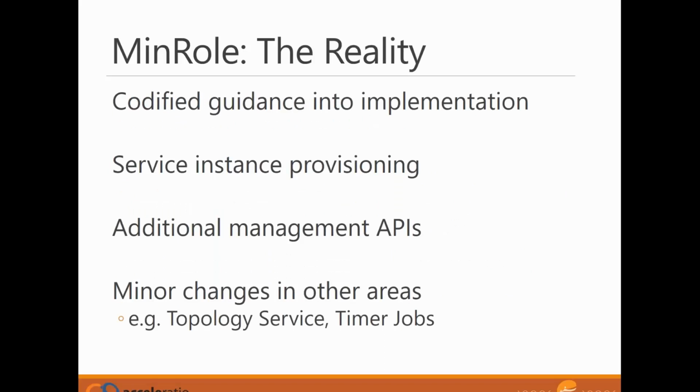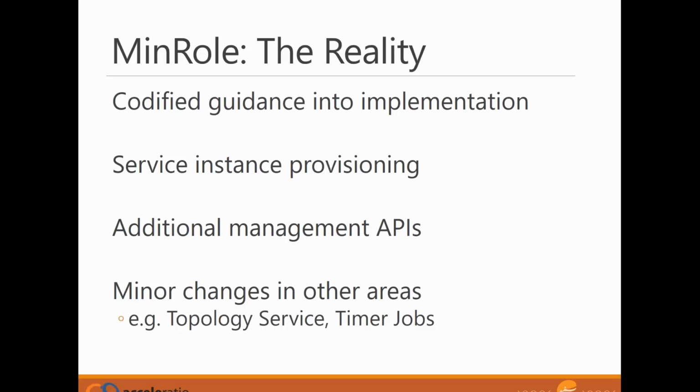And so let's compare and contrast that to the reality. Really what we have within MinRole is basically guidance from previous releases, what you might have seen referred to as streamlined topology guidance, and that's been basically codified, implemented inside the product. And so we have the concept of roles which we can deploy, and then service instance provisioning is taken care of for us for the most part for virtually all services. We also have some additional management APIs to help us work with this.